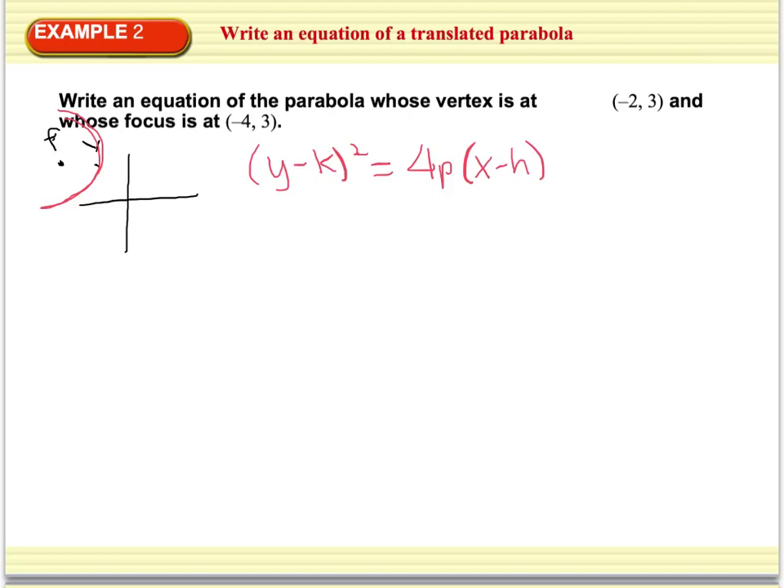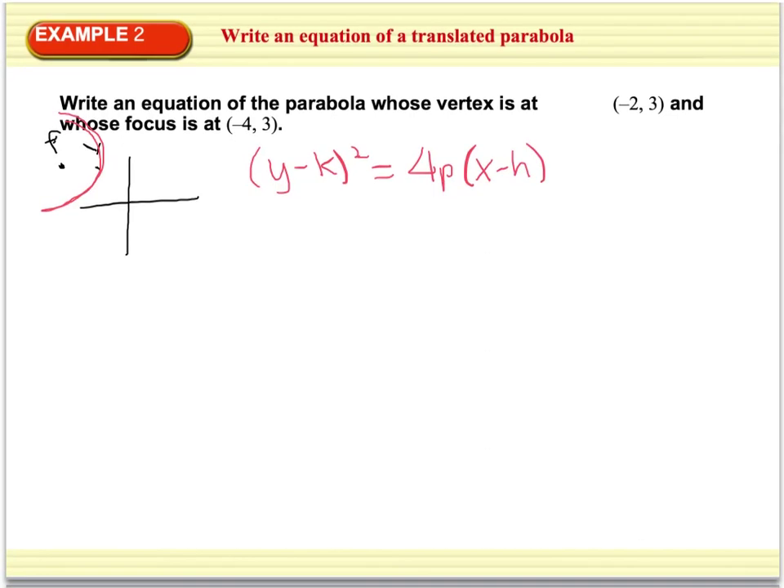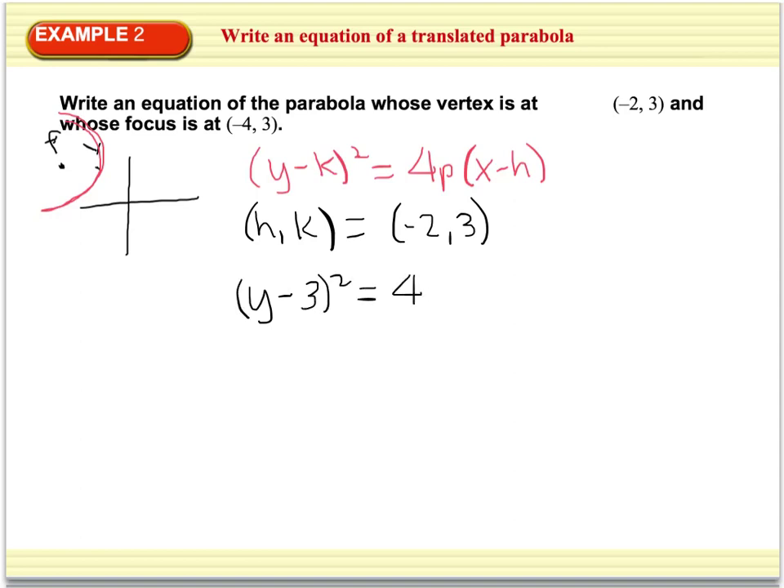The next thing we want to do is identify our h and k values. And for a parabola, those come from our vertex coordinate points. So our h and k is really equal to the point -2, 3. So what I can do now is go ahead and plug those in, and I see that I have y minus 3, the quantity squared, is equal to 4p times the quantity of x plus 2.